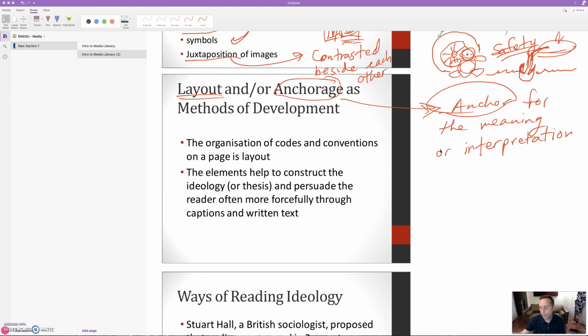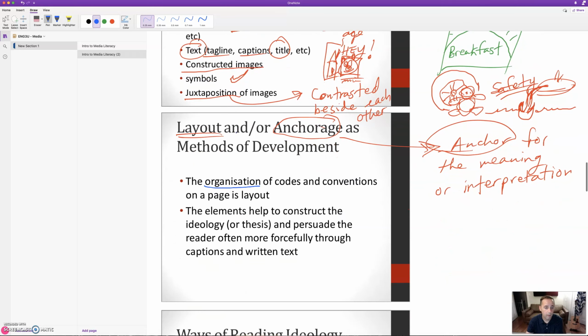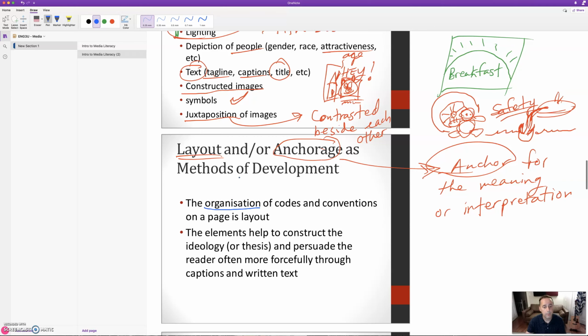Okay, continuing on, we want to think about when we look at a particular ad. Much of this has to do with print, but you can apply the same principles to a video ad as well. We want to think about the organization of the codes and conventions, which was all this stuff, right? How do they organize it on a page? That's called the layout of the page. Okay, so the organization of the codes and conventions equals page layout.